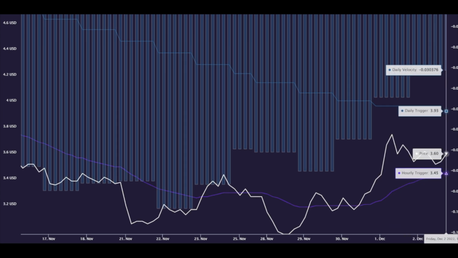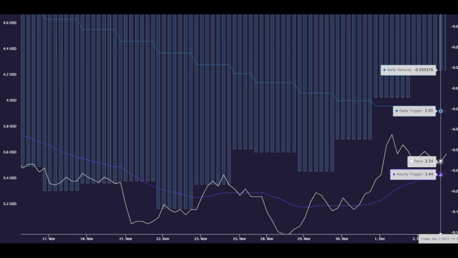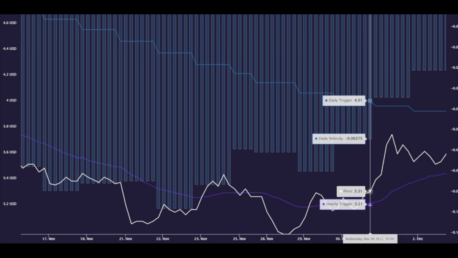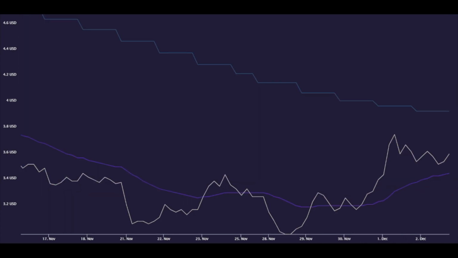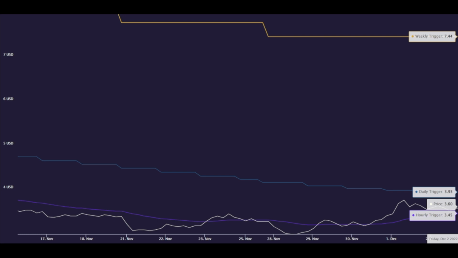So the best case scenario for BBBY is that it continues to slowly march up, breaks above this daily trigger, and gets some really strong acceleration to the upside. The hourly trigger will cross above the daily trigger, and that will lead to a move back to the weekly trigger, which is currently at 744.